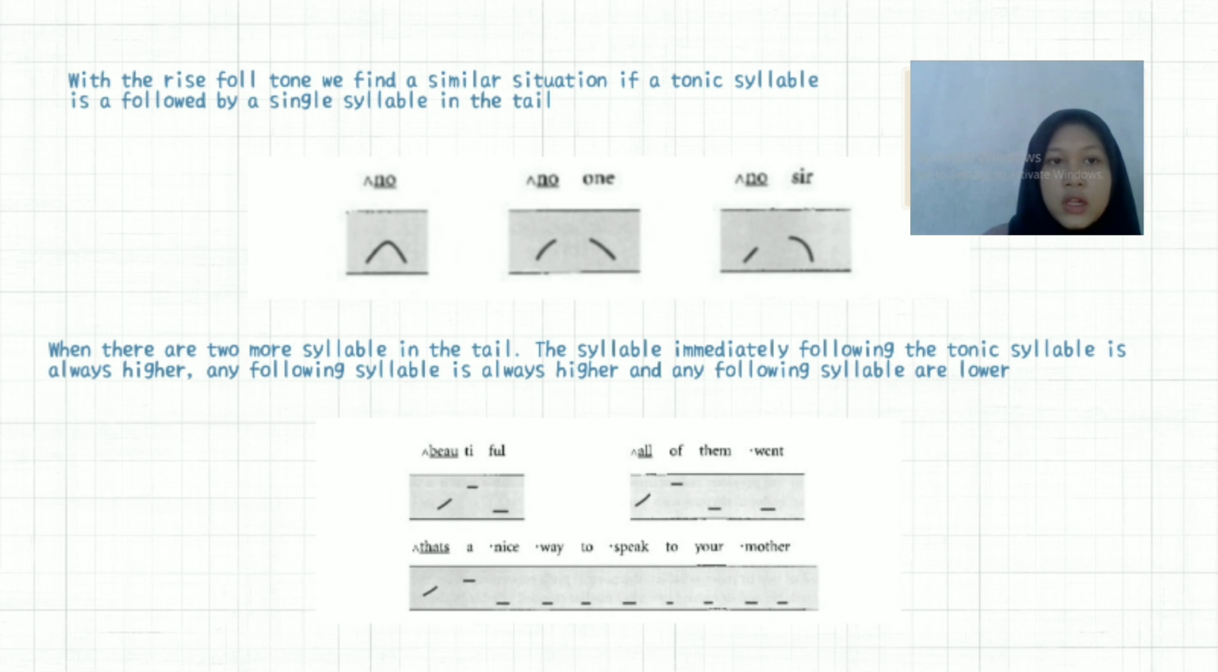With the rise-fall tone, we find a similar situation if a tonic syllable is followed by a single syllable in the tail. "No." "No one." "No, sir." When there are two or more syllables in the tail, the syllable immediately following the tonic syllable is always higher, and any following syllables are lower. "Beautiful." "All of them went." "That's a nice way to speak to your mother."